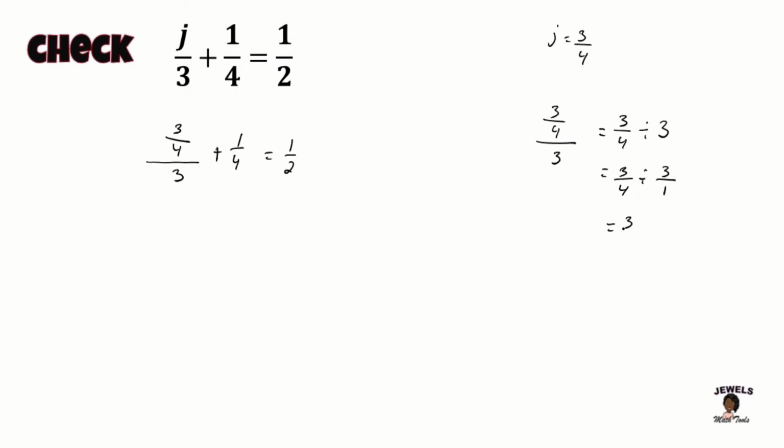So we're going to keep our first fraction the same, change my division sign to multiplication, and then take the reciprocal of my second fraction, or flip it as it's most commonly said. So we're going to take the reciprocal, and now let's multiply. So 3 times 1 is 3, and 4 times 3 is equal to 12.